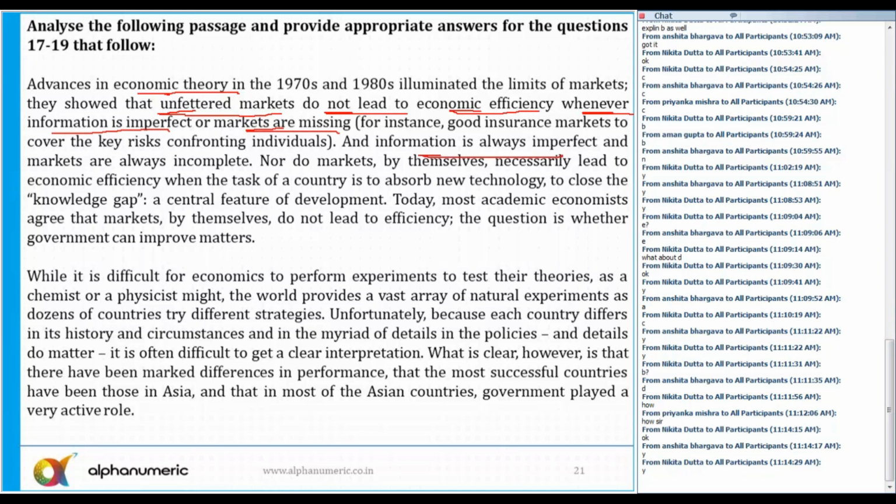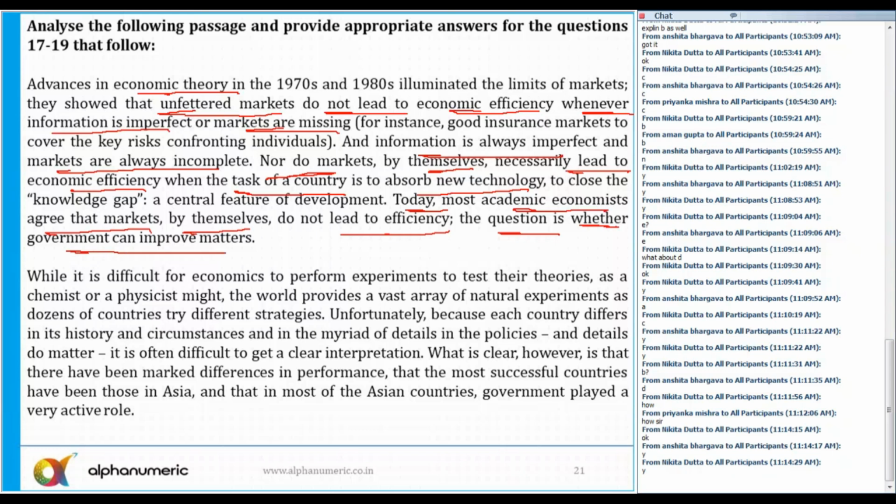So when these two conditions are met, free markets do not lead to economic efficiency. And please understand, information is always imperfect and markets are always incomplete. That means we can never see economic efficiency in free markets. Nor do markets by themselves necessarily lead to economic efficiency. When a country is trying to absorb new technology, that time also you cannot expect efficiency. So today most of the economists agree that markets by themselves will not lead to efficiency. But the question is whether governments can improve matters.